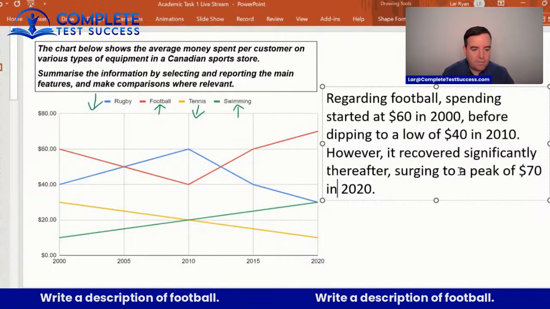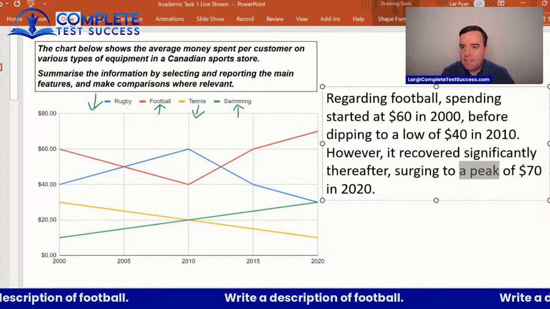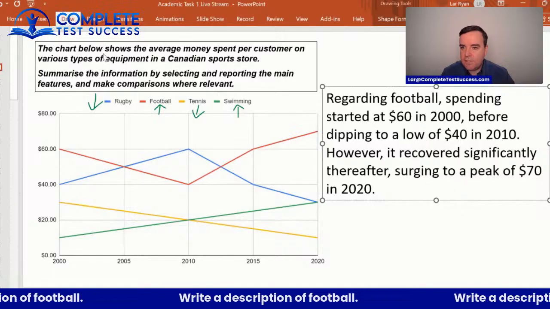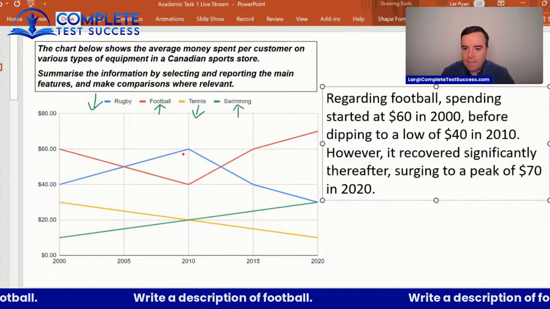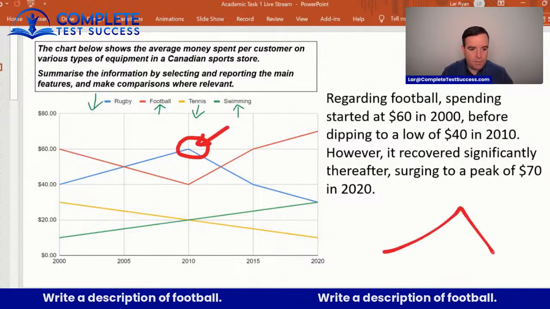But one thing here is a peak. Now, if we look at the question here, if you look at rugby, this is a peak. So a peak is where it goes up and then it comes down again.